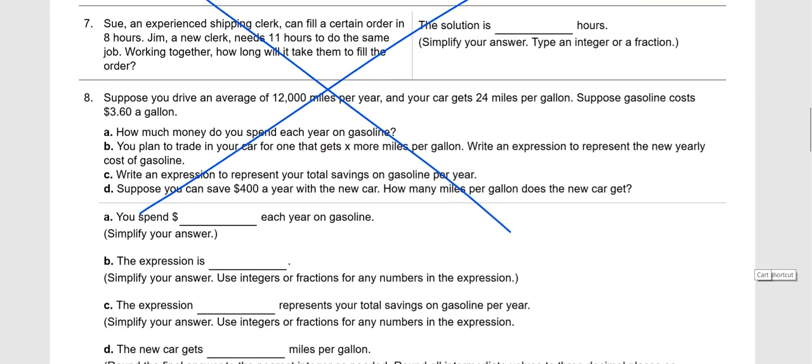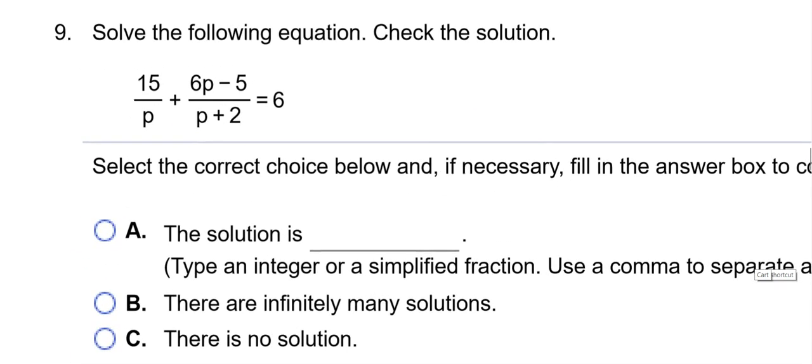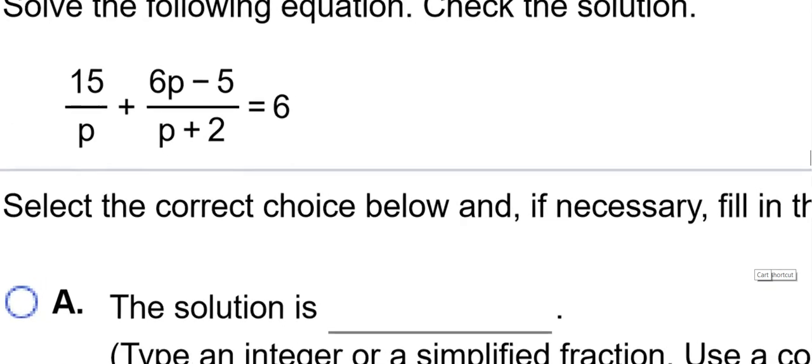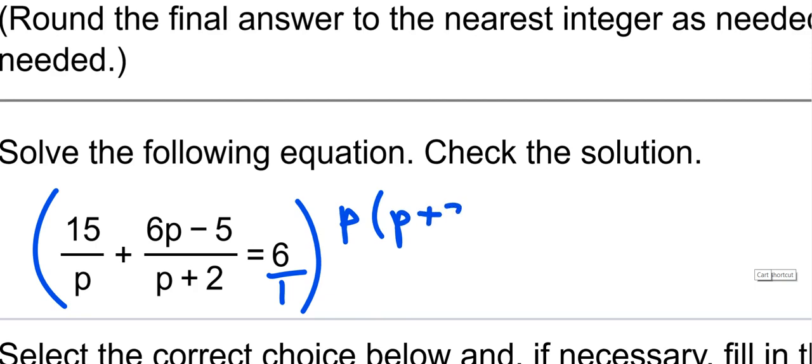Numbers 6, 7, and 8 are gone. We're not going to do those. We'll jump down to number 9. Okay, so we need the common denominator here. What is the common denominator between p plus 2 and 1? Oh, you're getting close. Folks, it's actually the product of those two things.